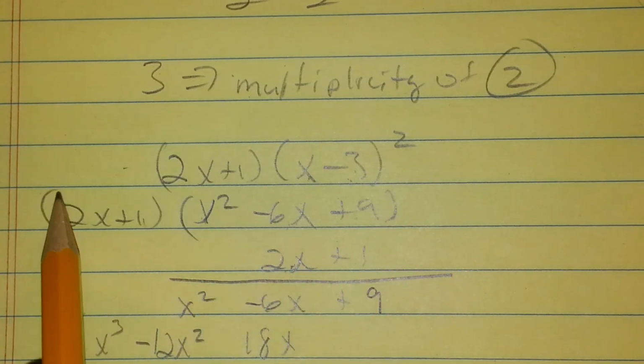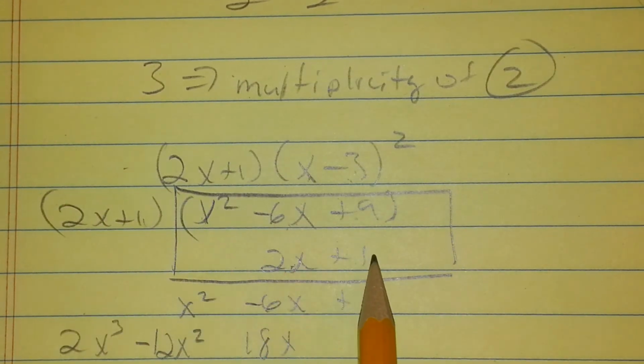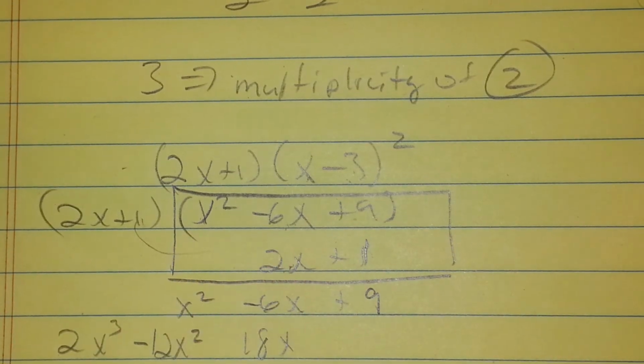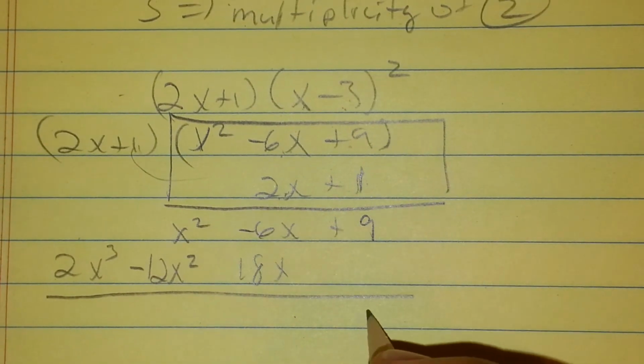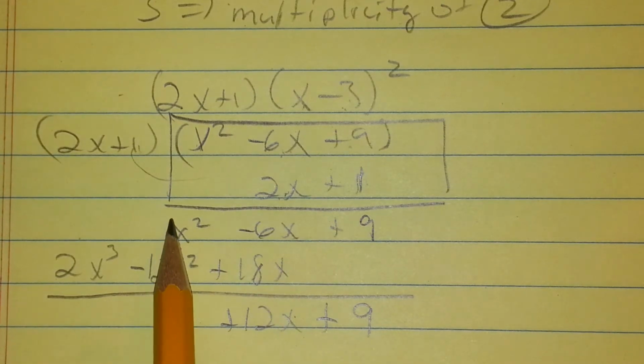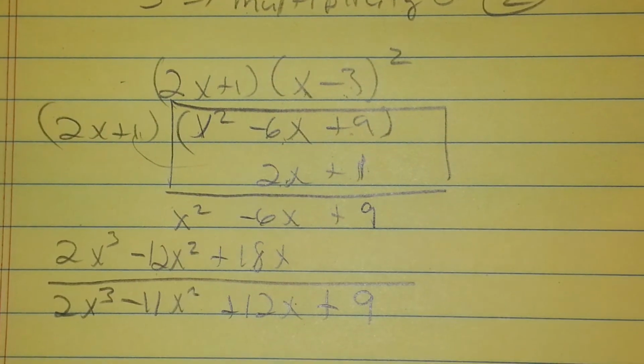This is what I'm multiplying right here, folks. I just moved this down here: 2x plus 1 times 9, negative 6x, x squared. I just add up my columns: 9, 18 plus negative 6 is plus 12x plus 9. Then I've got negative 12 and plus 1 is minus 11x squared, and 2x cubed. That checks with what my textbook says, so I did it right.